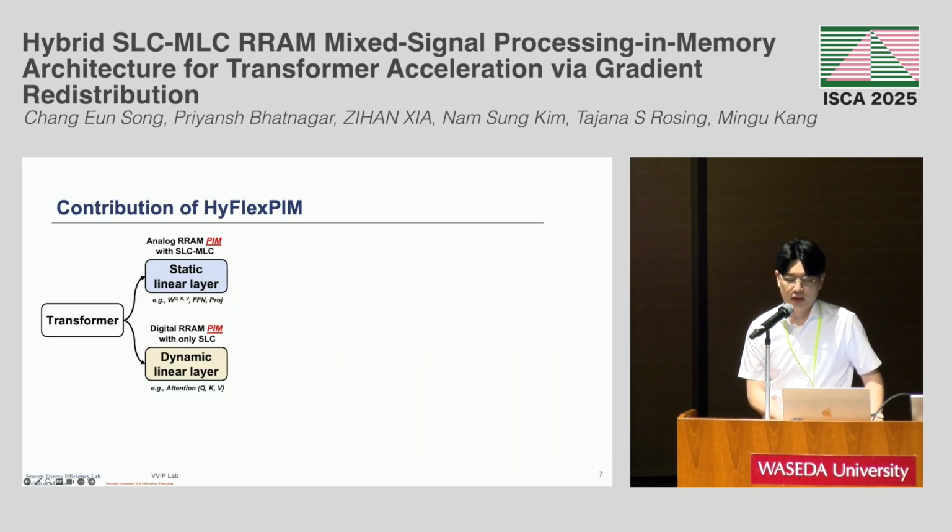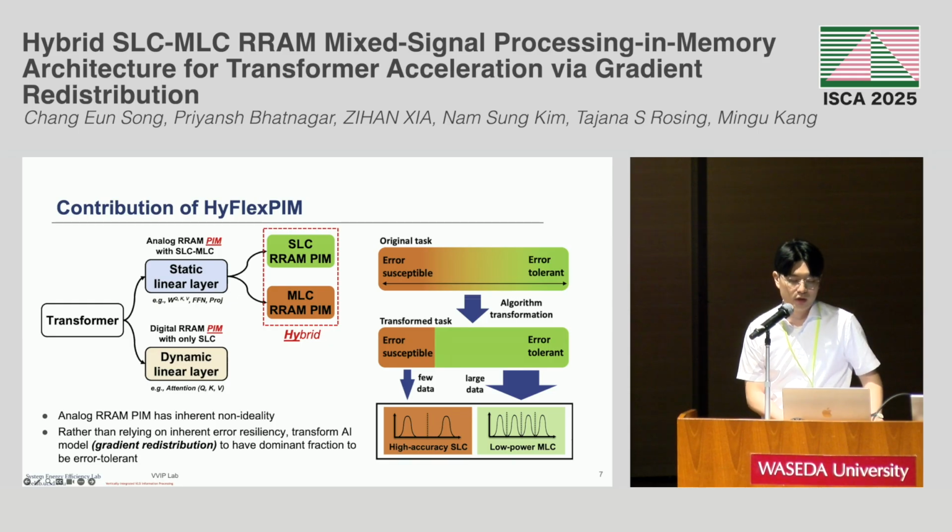So in our HyFlex-PIM, we implemented the mixed-signal RRAM PIM architecture. Inside the transformer, there are two different types of linear operation. The first is the static linear layer, such as the feed-forward network or projection layer. For this static linear layer, we implement the analog RRAM PIM in a hybrid manner of single-level cell and multi-level cell RRAM PIM architecture. And for the dynamic linear layers, such as self-attention, we implement the digital RRAM PIM using only the single-level cell.